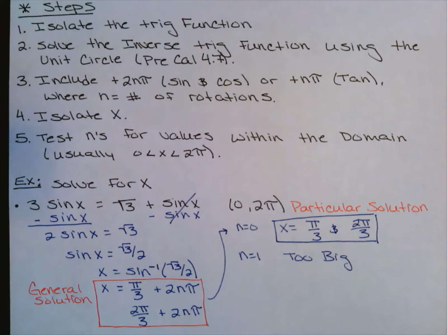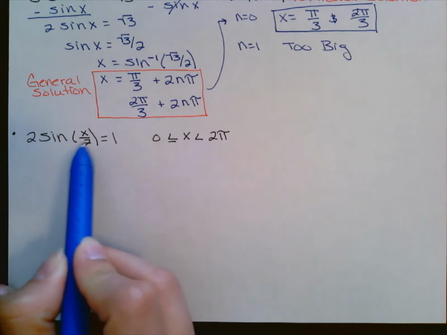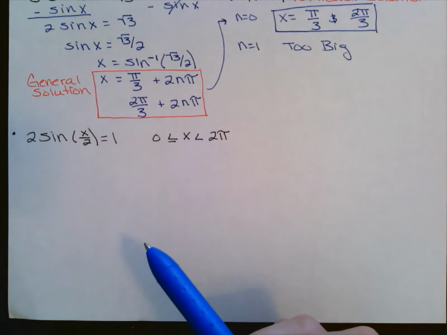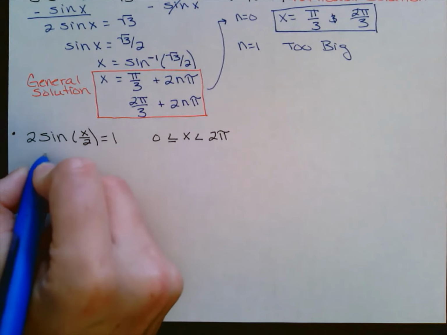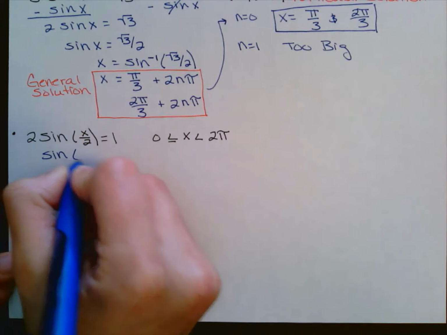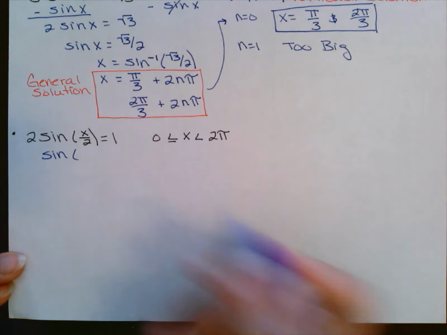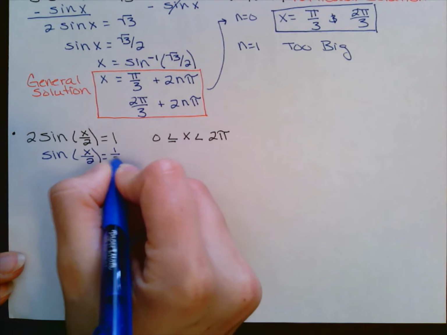Okay? Up next, I'm going to show you an example where you do have to keep testing because x is not by itself here. On this next question, we have 2 sine of x over 2 equals 1, and they want my domain to be from 0 to 2 pi, including 0. So step 1, isolate the trig function. I do that by dividing this 2 away, and I'd have sine of x over 2, or you can call it half times x. Either way, it still works. So if I divide that 2 over here, I have 1/2.